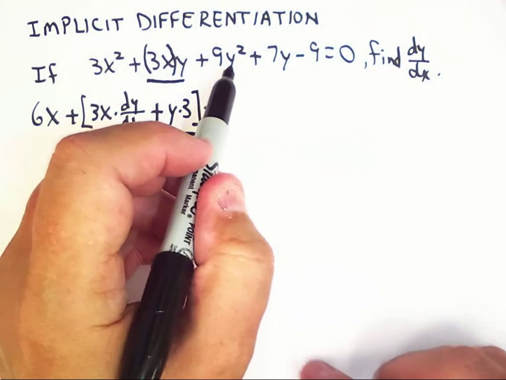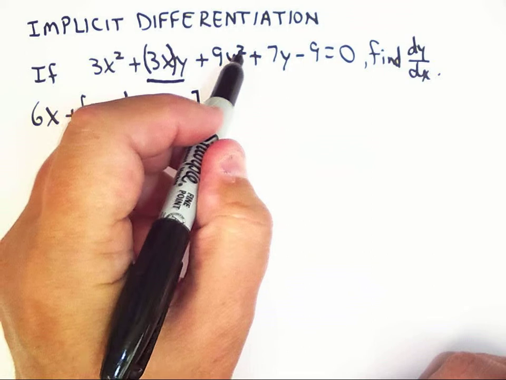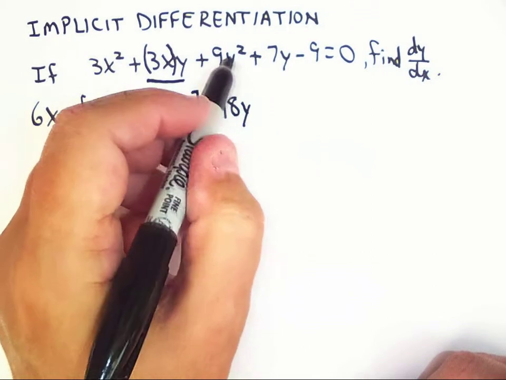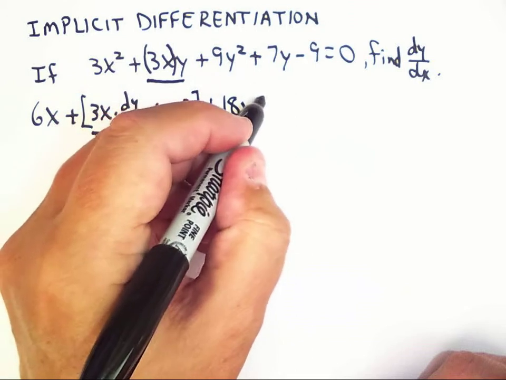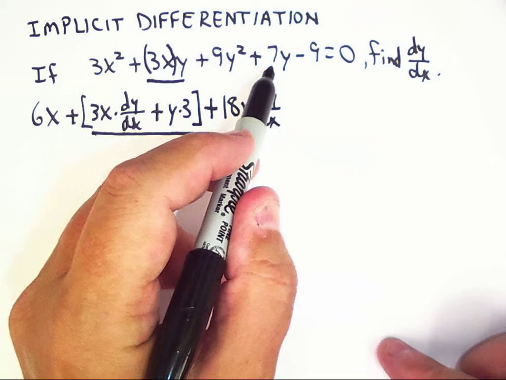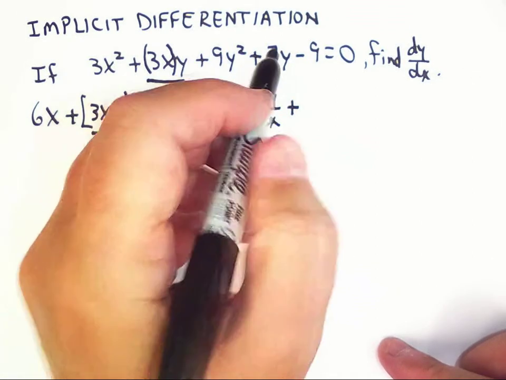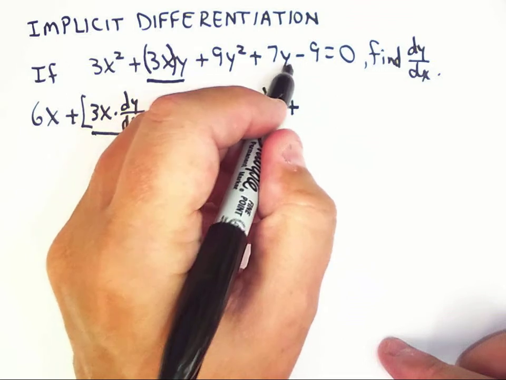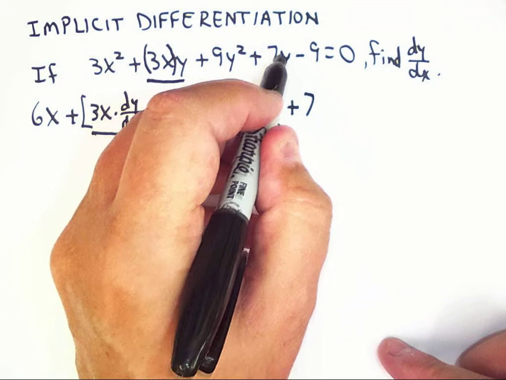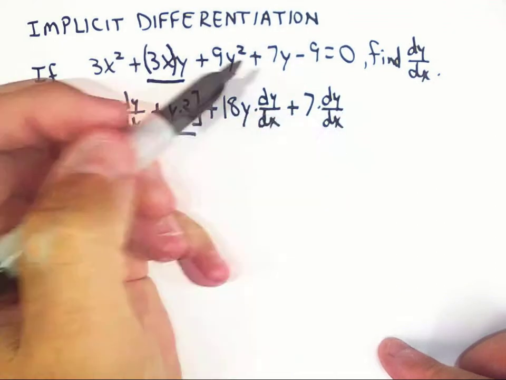Then you keep going. The next term, y is a function of x, so you use the chain rule. 2 times 9 is 18. y to the second drops down to y to the first, and then you come in and take the derivative of the base, so that'd be dy over dx. Moving along, y is a function of x, so the derivative of 7y is 7, but by the chain rule you have to go back in and take the derivative of the base, which is dy over dx.